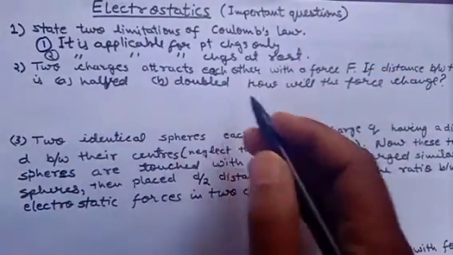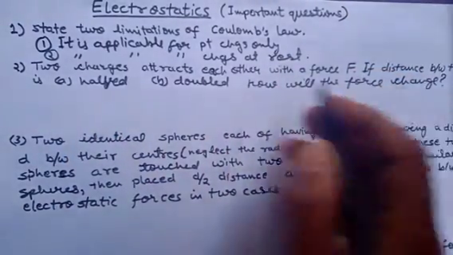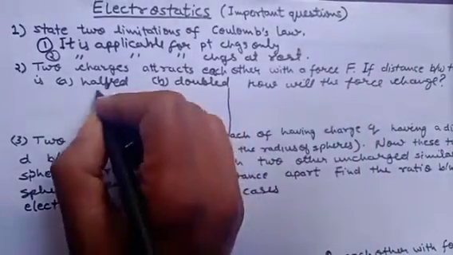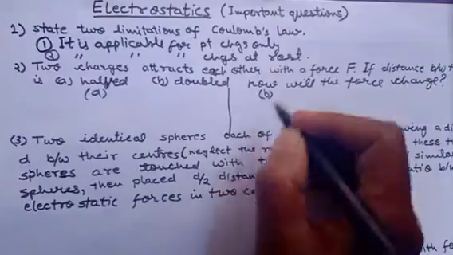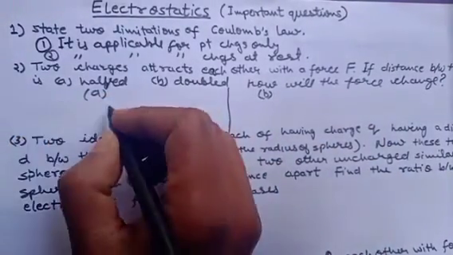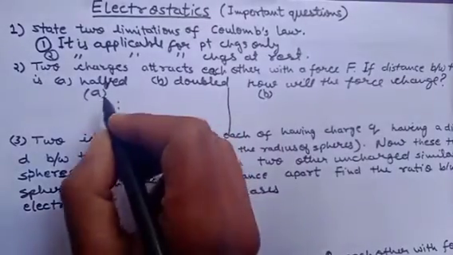Next, two charges attract each other with force F. If the distance between them is halved or doubled, how will the force change? For the first part and the second part, how are we going to do it? Case one, I'm subdividing this part.